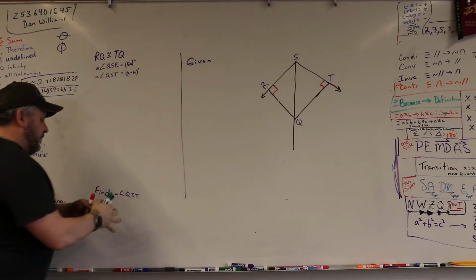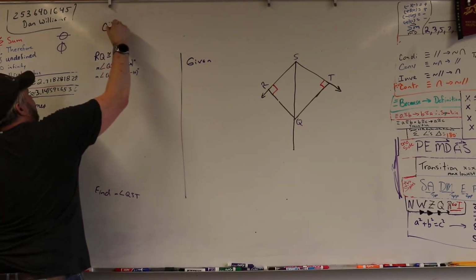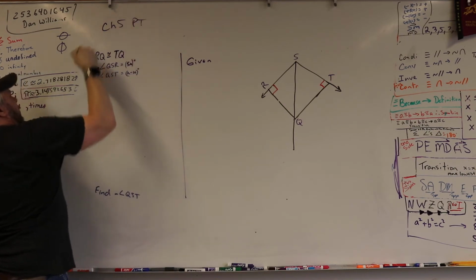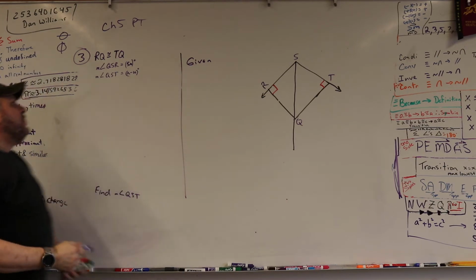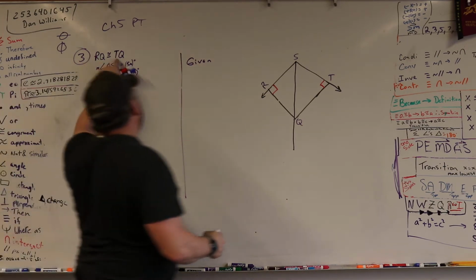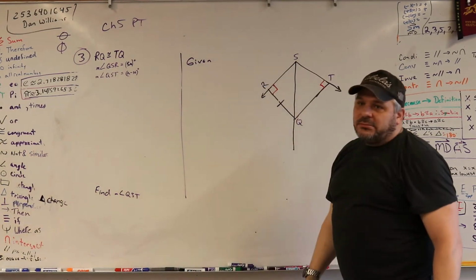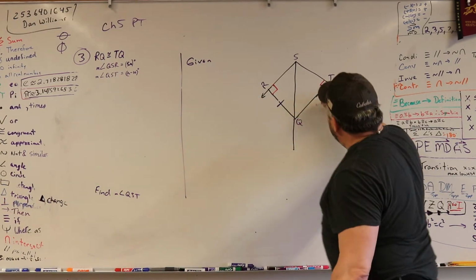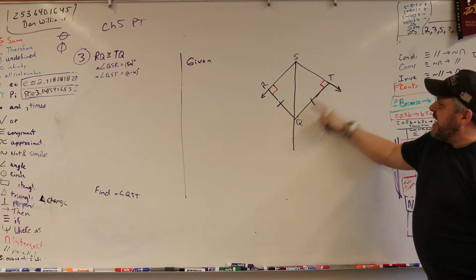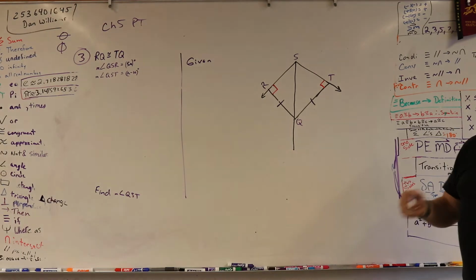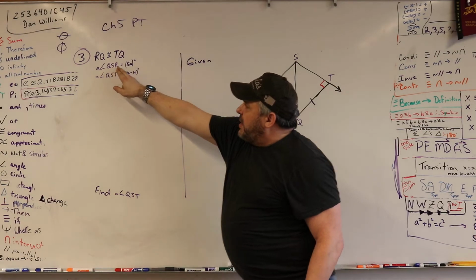So, on problem 3 on your practice test, Chapter 5. We are looking at, it's a given, RQ is congruent to TQ. So we're going to put that line in there, and that's telling me that this segment is congruent to that segment. Cool?